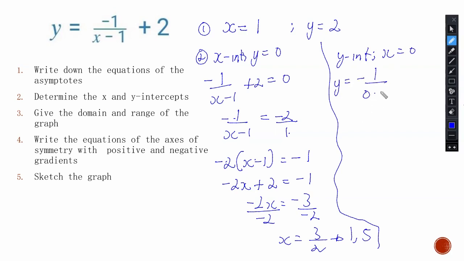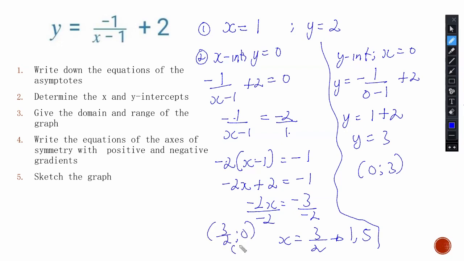Where there is x, I put 0, and then plus 2. Now, if we punch this into the calculator or manually do it, -1 divided by -1 is +1, plus 2. Then y is equal to 3. So in coordinate form, we have (0, 3). Here in coordinate form, we have (3/2, 0), or simply (1.5, 0), right?